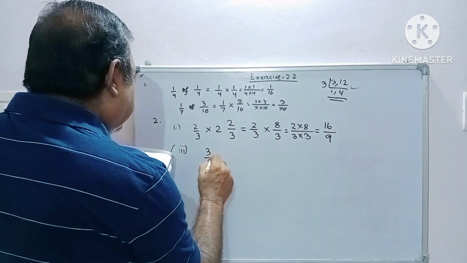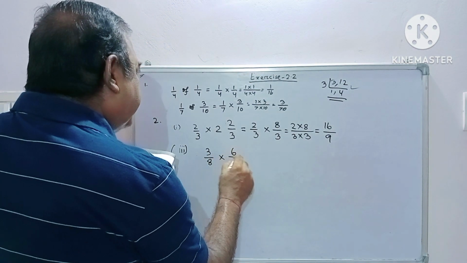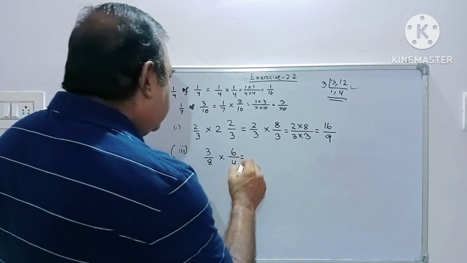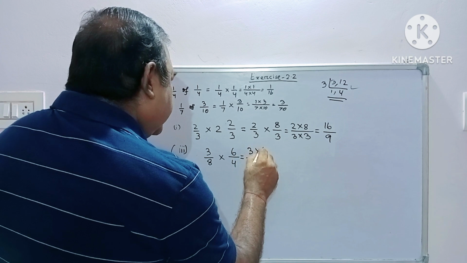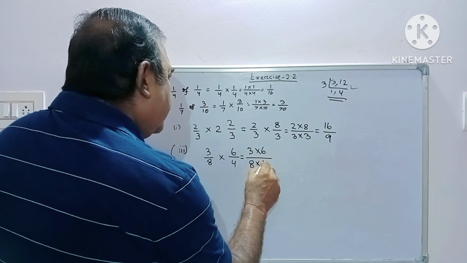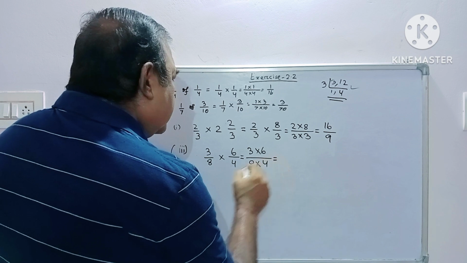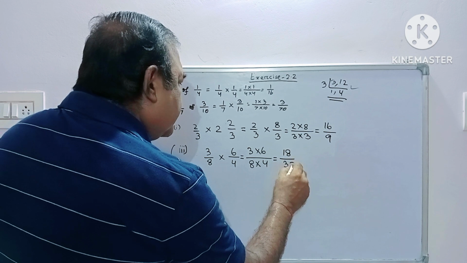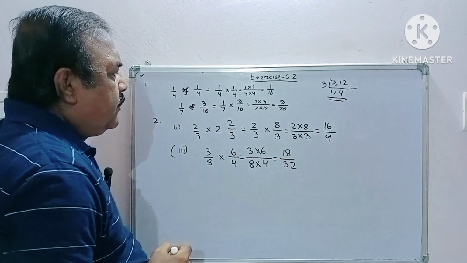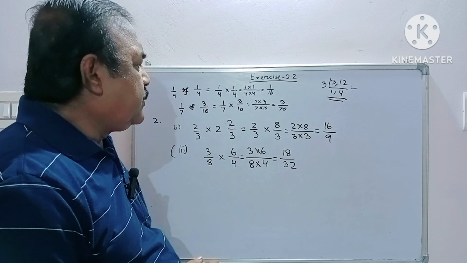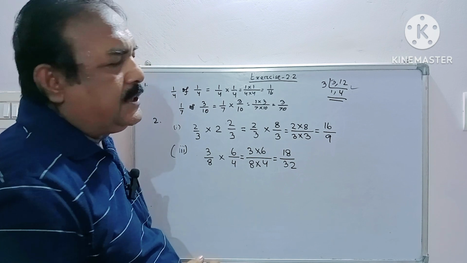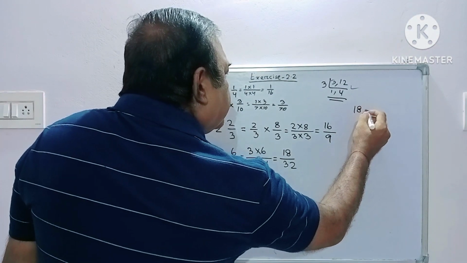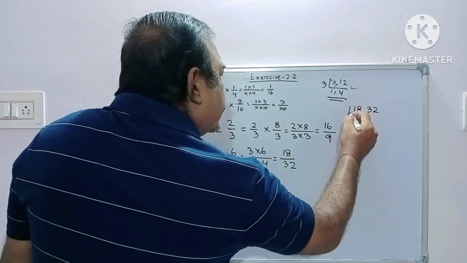3 upon 8 into 6 upon 4. That is equal to 3 into 6 divided by 8 into 4. That is equal to 3 sixes are 18, 8 fours are 32. And we will have to find the HCF because we have to divide both 18 and 32 by their highest common factor. So go to the table and find the highest common factor.